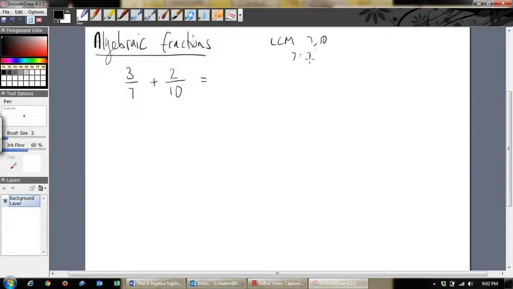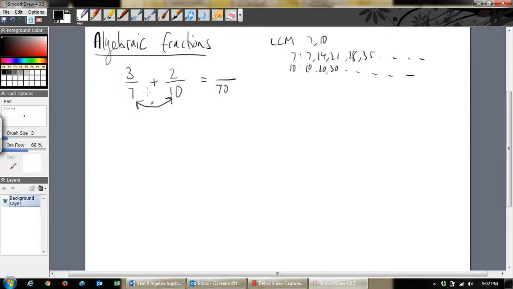Let's write out all the multiples of 7. You've got 7, 14, 21, 28, 35, etc. We keep going. And the multiples of 10 are 10, 20, 30, and so on. So the lowest number that will be in both of these lists is 70. That's a shortcut: if you're looking for the lowest common multiple of two numbers with no common factor, you can just multiply them together. So we can change that one into 70.